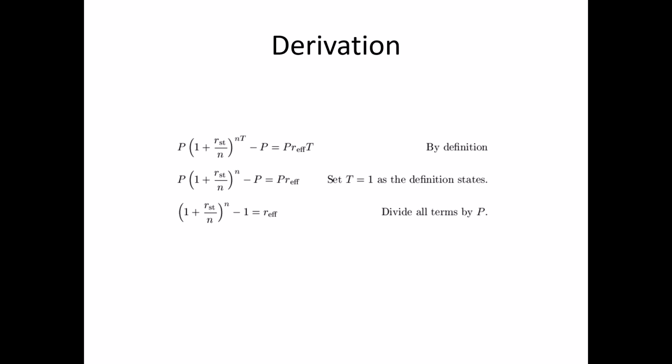So when you set those two equal to each other, then by definition, the time is just 1 year. So T is 1. That's how to get rid of the T variable. You substitute 1 into it. And then we're going to divide all of the terms by P, the principal. And when we divide that out, we get our formula for effective rate.